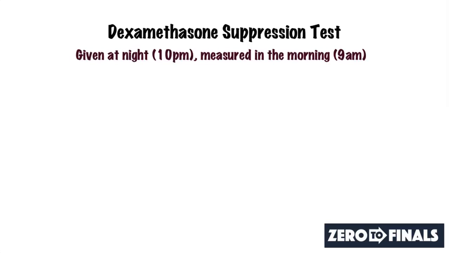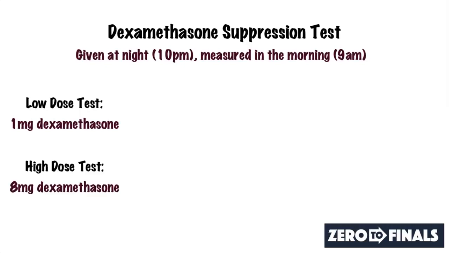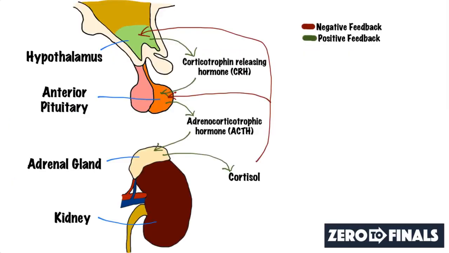So it's really done in two stages. The first stage is the low dose test, where 1 milligram of dexamethasone is used. This test is really to confirm whether the patient's got a normal response and they have a normal adrenal axis, or to confirm that they actually have Cushing's syndrome. The second step is the high dose test, where we use 8 milligrams of dexamethasone, and this is really to look at what the cause of that excessive cortisol or Cushing's syndrome is. Okay, so let's move on to understanding how the test works.